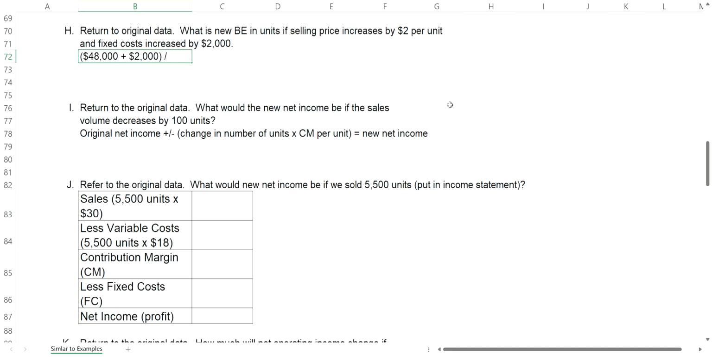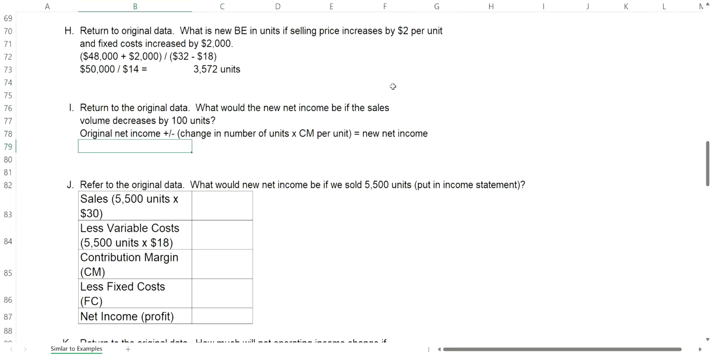Now the selling price is increasing from $30 to $32 per unit, so that means our contribution margin per unit will change. So our new selling price is $32. Our variable cost, though, is still $18. So our fixed cost is $50,000. 32 minus 18 gives us $14 for our new contribution margin. If we divide that out, we do get an odd number, so I'll round it up to the nearest whole number. 3,572 units would be our new break even.